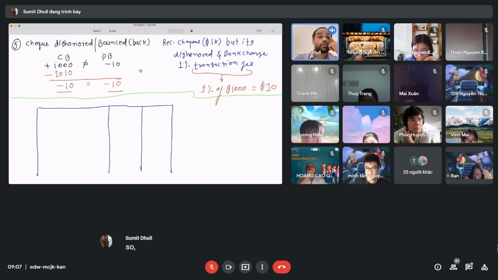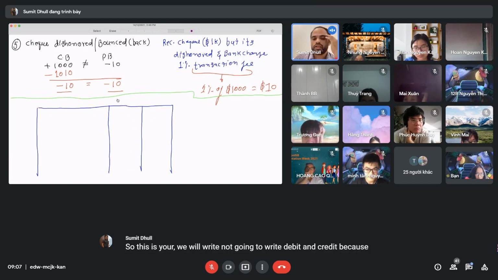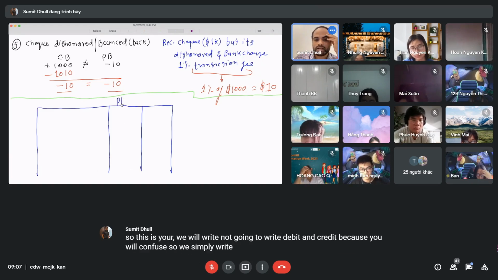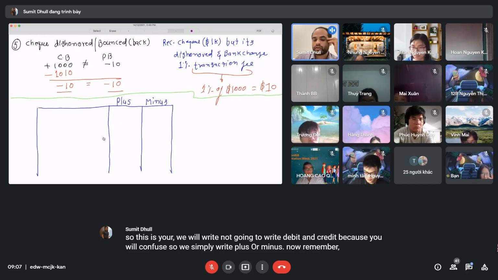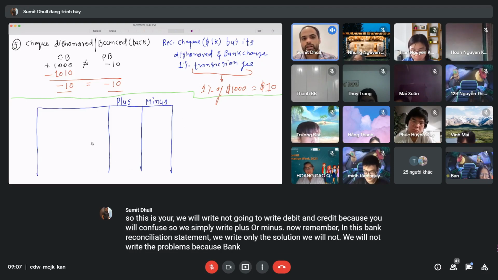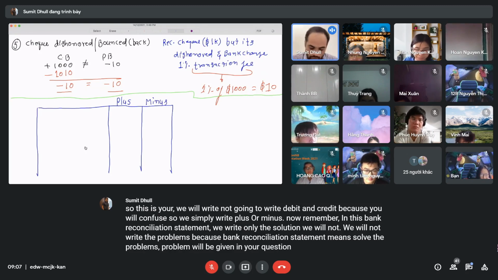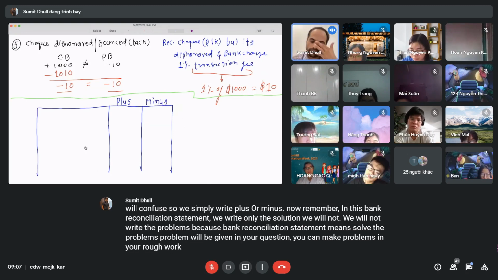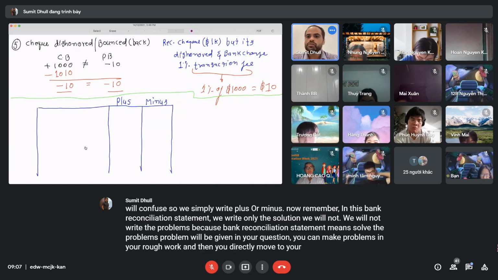So this is your statement. We will not write debit and credit because you will get confused. We simply write plus or minus. Now remember, in this bank reconciliation statement, we write only the solution. We will not write the problems, because bank reconciliation statement means solving the problems. The problems will be given in your question. You can work out the problems in your rough work, and then you directly move to your solution, right?